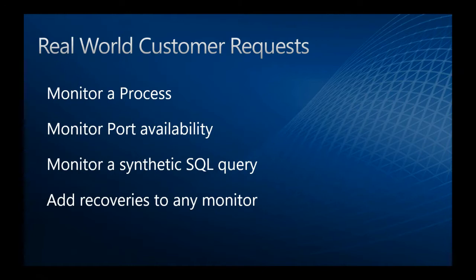Same thing with port availability. We have a port monitoring template that will monitor the availability of a TCP port listener on a server. My customers were asking me, I just want to test it locally. I don't need to necessarily run it as a synthetic transaction. I just want to make sure, hey, I'm monitoring this service, I'm monitoring this process, but how do I know that it's actually listening on the port that it's supposed to? And so I've written a fragment for that.